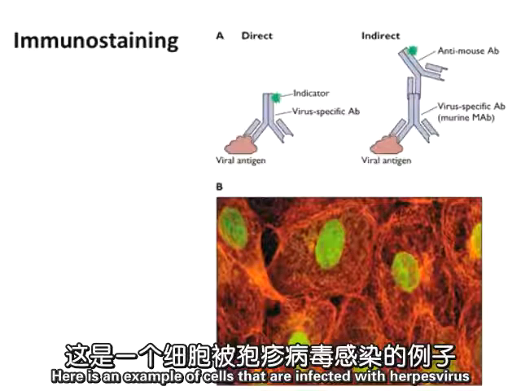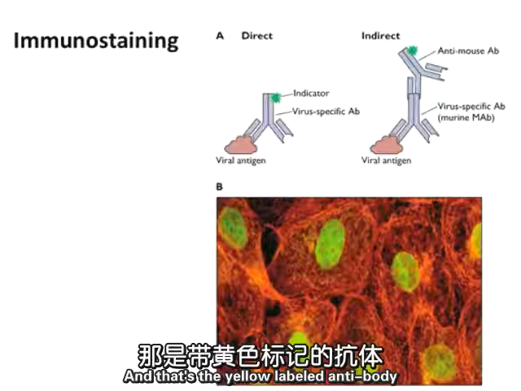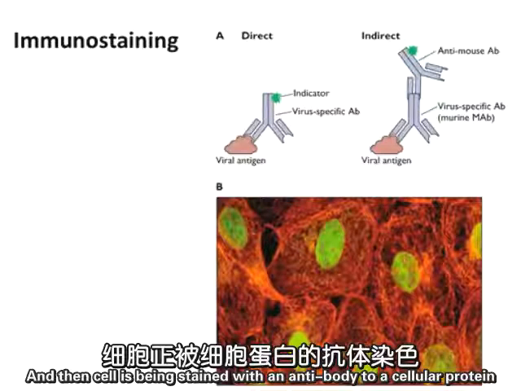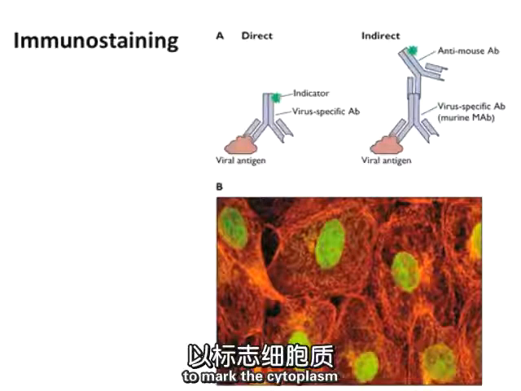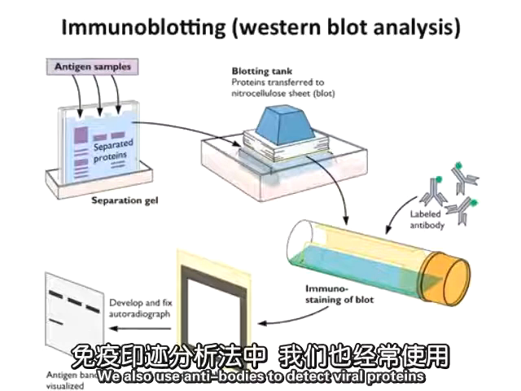And here's an example of cells that are infected with a herpes virus, and they are stained with an antibody to a viral protein, and that's the yellow labeled antibody in the nucleus of the cell. And the cell has been stained with an antibody to a cellular protein to mark the cytoplasm. So this is done very frequently. We also use antibodies to detect viral proteins.